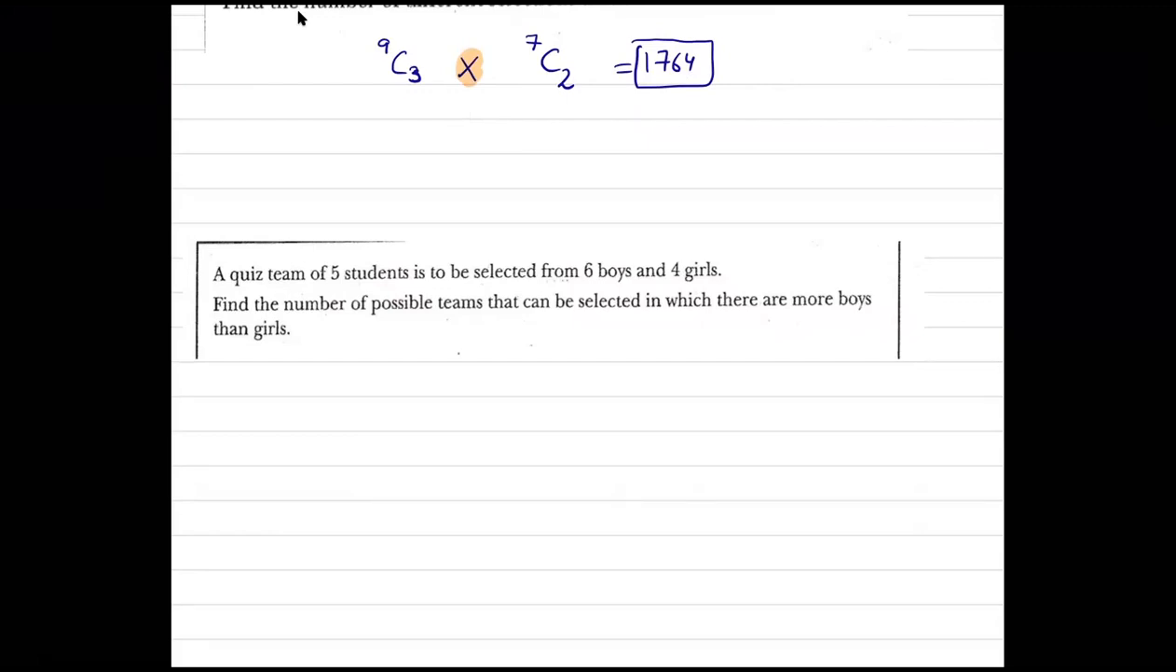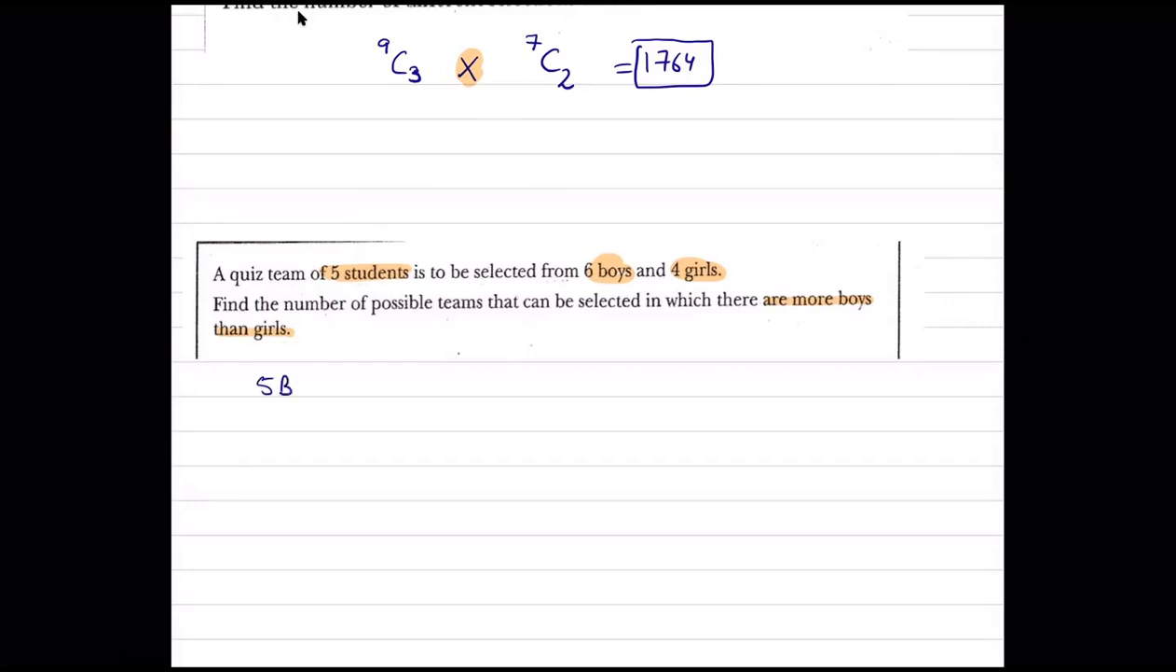So basically, you are being asked that a quiz team of 5 students is to be selected from 6 boys and 4 girls. You need to find the number of possible teams that can be selected if there are more boys than girls. So there is a restriction present. So we always deal with the restriction first. How can we have a team of 5 students if there are to be more boys? So what are the cases?